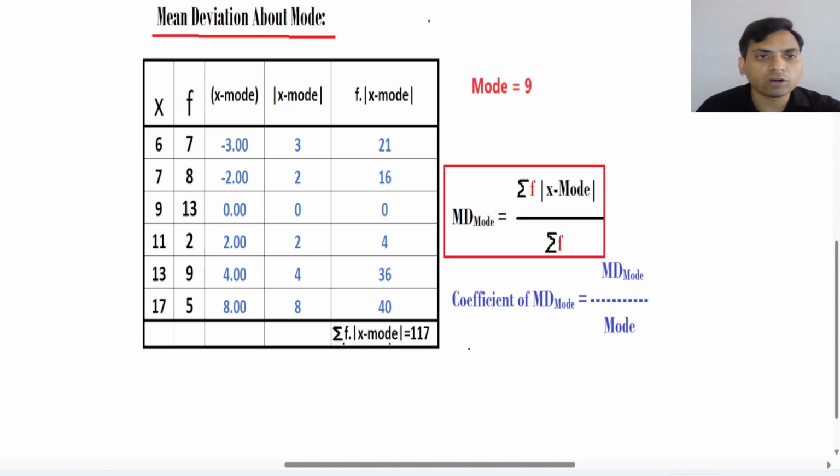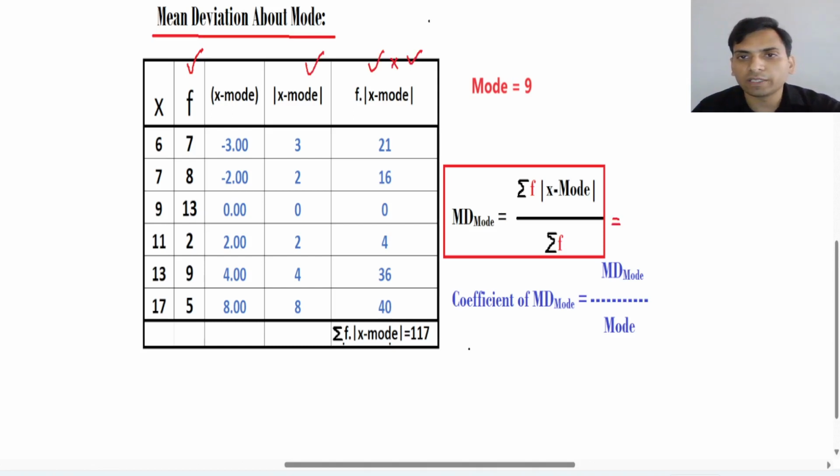First we create a column for x minus mode. x is 6, mode is 9, so 6 minus 9 is equal to minus 3. This is x minus mode. Then we need its modulus, and the modulus of minus 3 is 3. All negative values convert into positive and positive remains positive. Now this is multiplied by f, so we create this last column, for example 7 times 3 is 21. In that way you can find the summation of this.